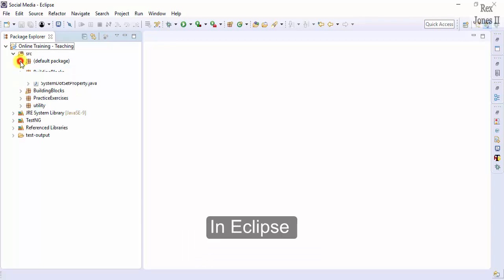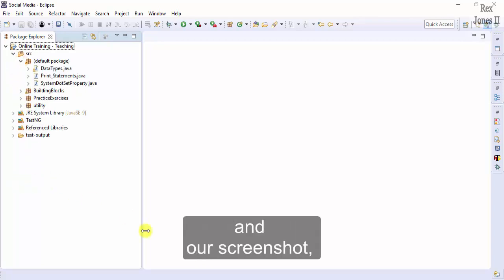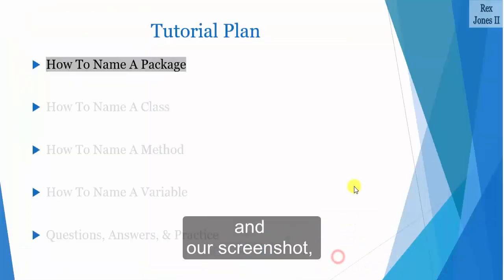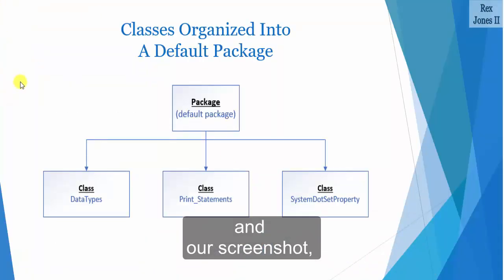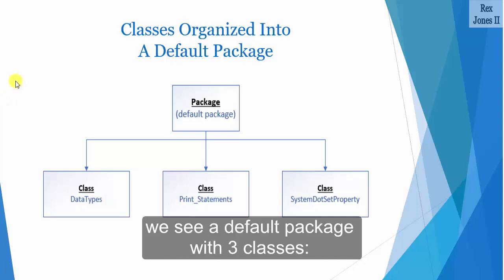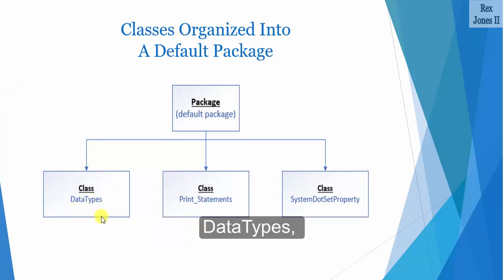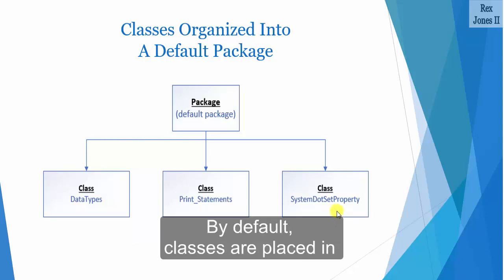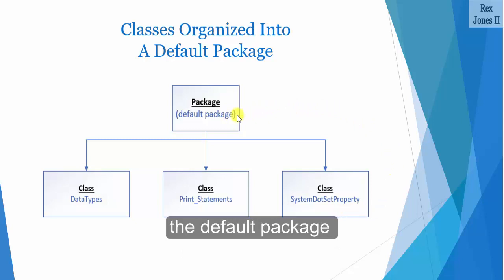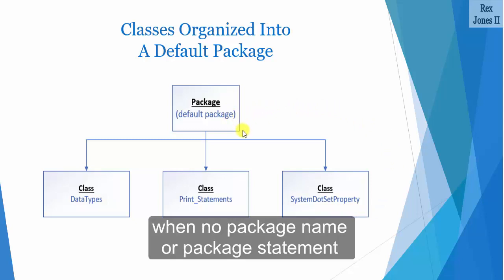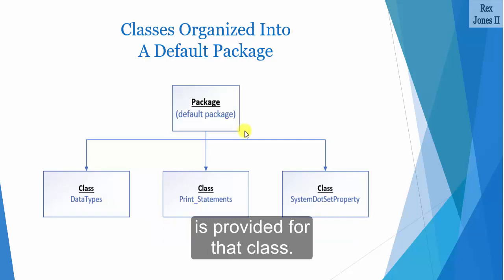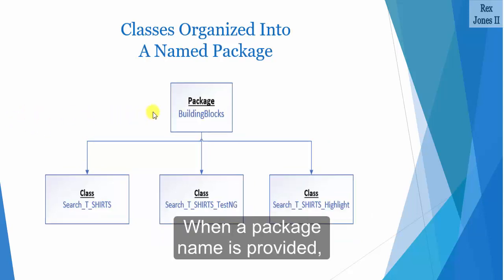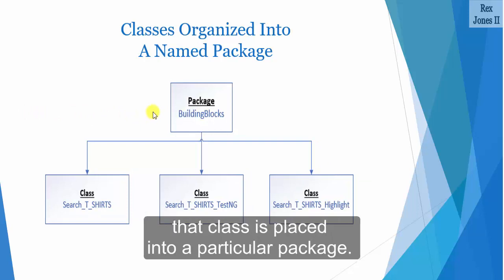In Eclipse and our screenshot, we see a default package with three classes: data types, print statements, and system.setProperty. By default, classes are placed in the default package when no package name or package statement is provided for that class. When a package name is provided, that class is placed into a particular package.